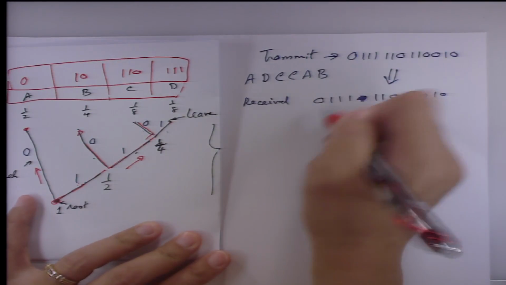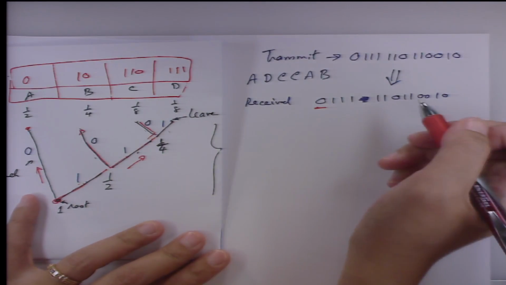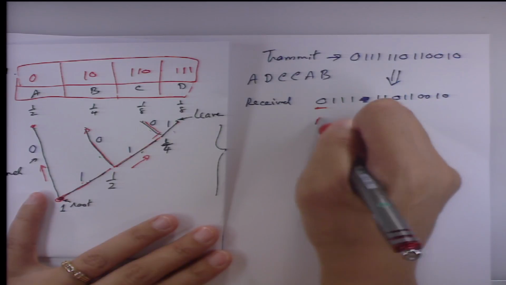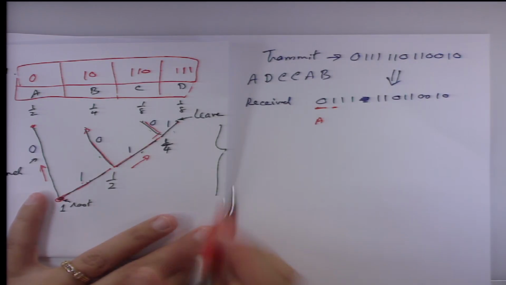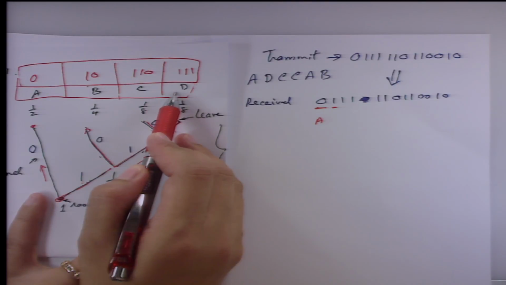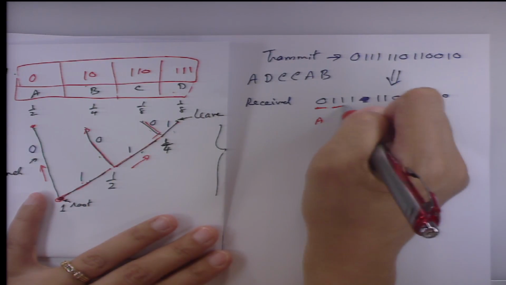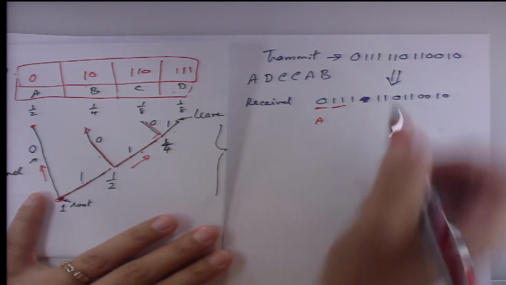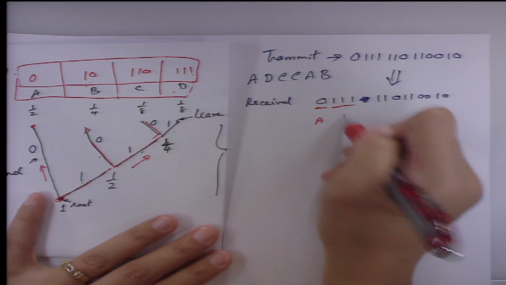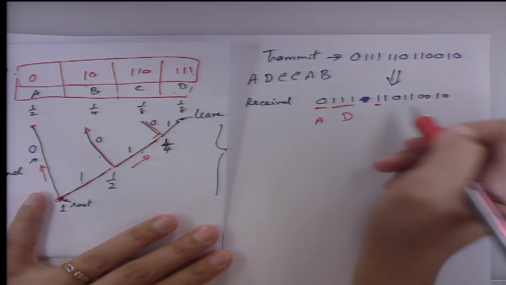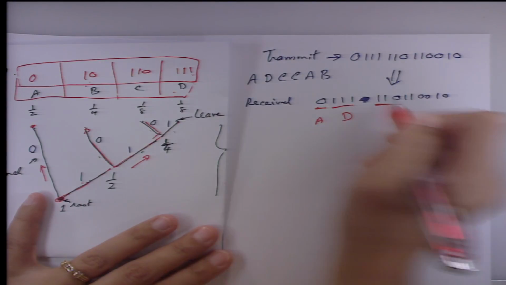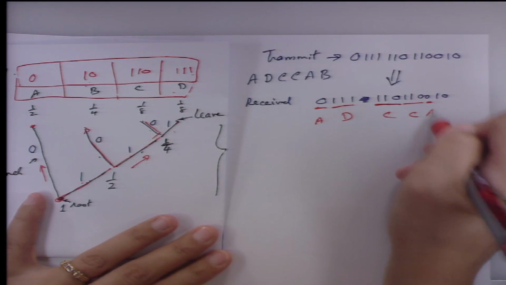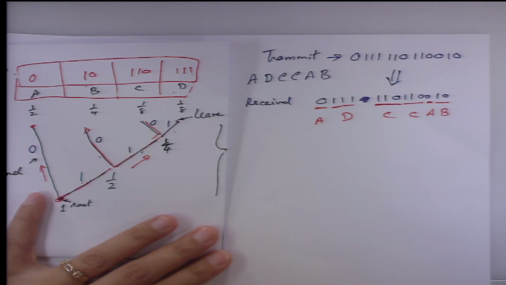So when it receives this and sees 0 here, what can be 0? Starting with 0 is only A. So this is A. What can start with 1? It can be B, C, or D. So look at the next bit. The next bit is 1, 1, so it cannot be B. It can be C or D. Now let's look at the next bit. The next bit is 1, so it has to be D. Look at 1 again. 1, 1, 0 is C. This is 1, 1, 0 again, C. 0 has to be A. 1, 0 has to be B.